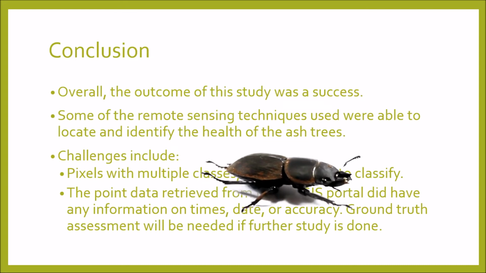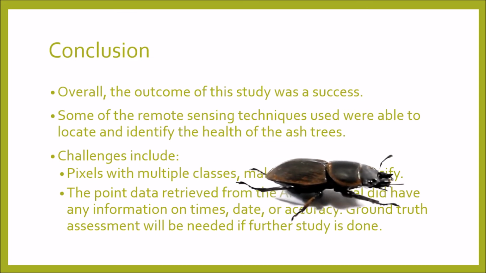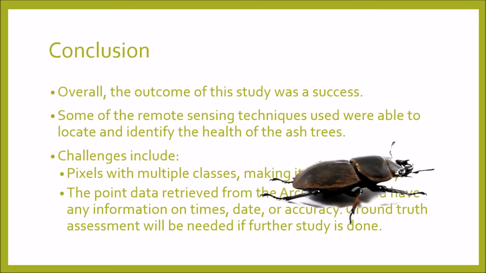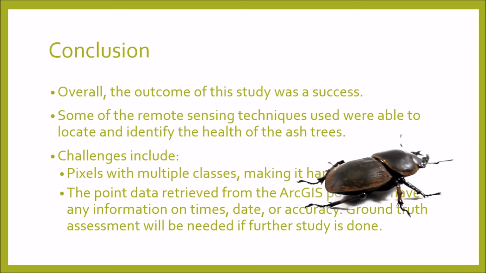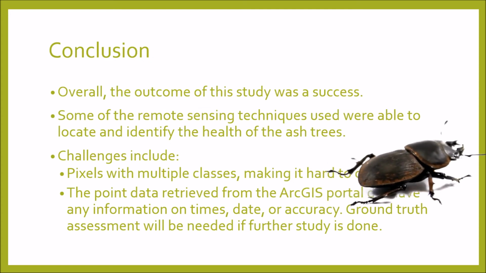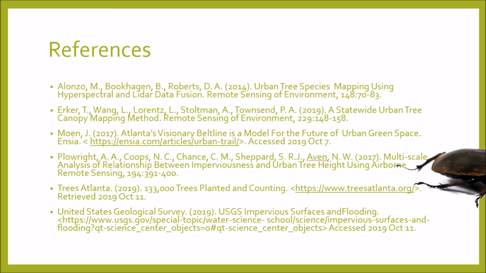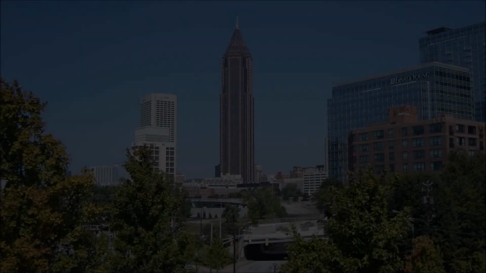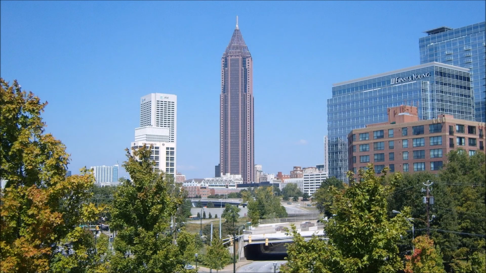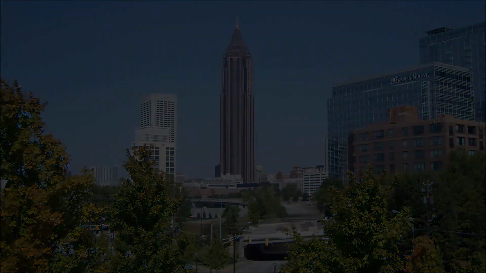Overall, the outcome of this study was a success. Some of the remote sensing techniques used were able to locate and identify the health of the ash trees. Challenges included pixels with multiple classes, making it hard to classify, and the point data retrieved from ArcGIS portal did not have any information on times, date, or accuracy. Ground truth assessment will be needed if further study is done.